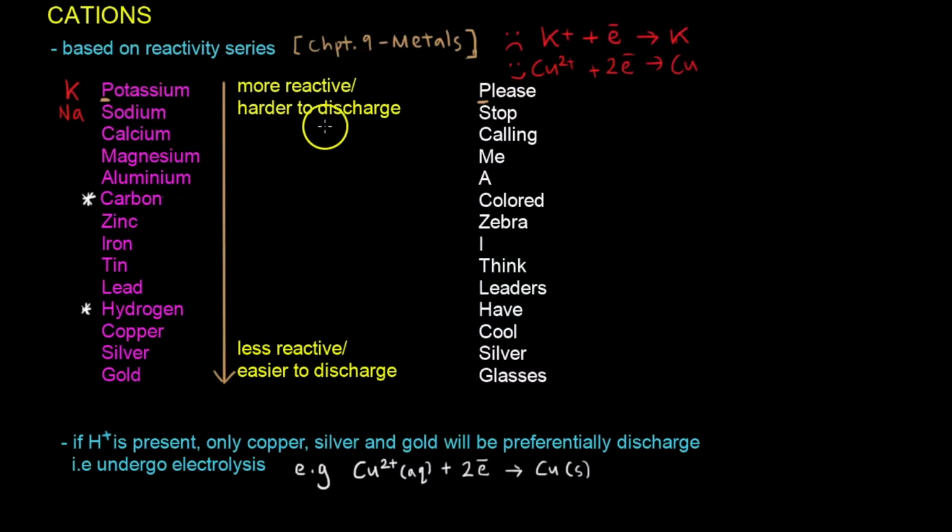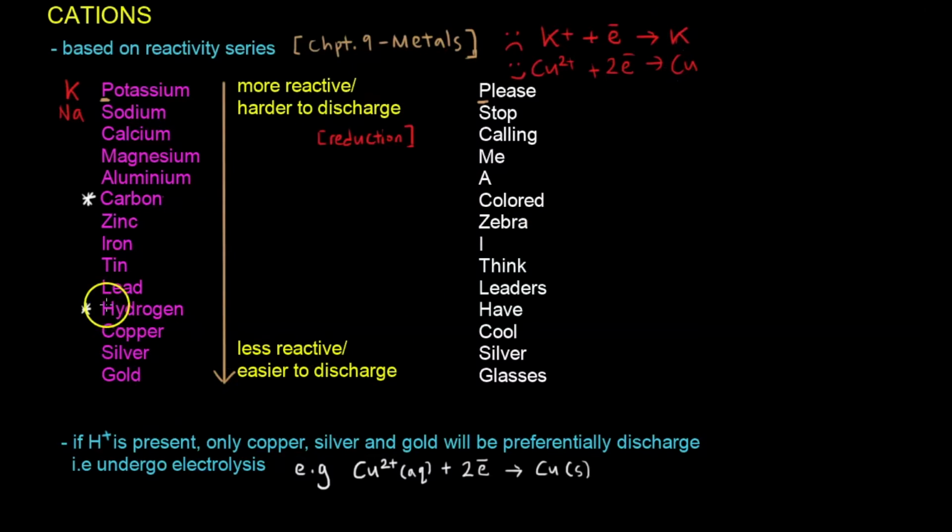In this case, discharge for a cation means reduction. Whereas for the bottom ones, it's easier to discharge, which is also a reduction. Okay, so this is the example I've given you here. Let me give you another one.